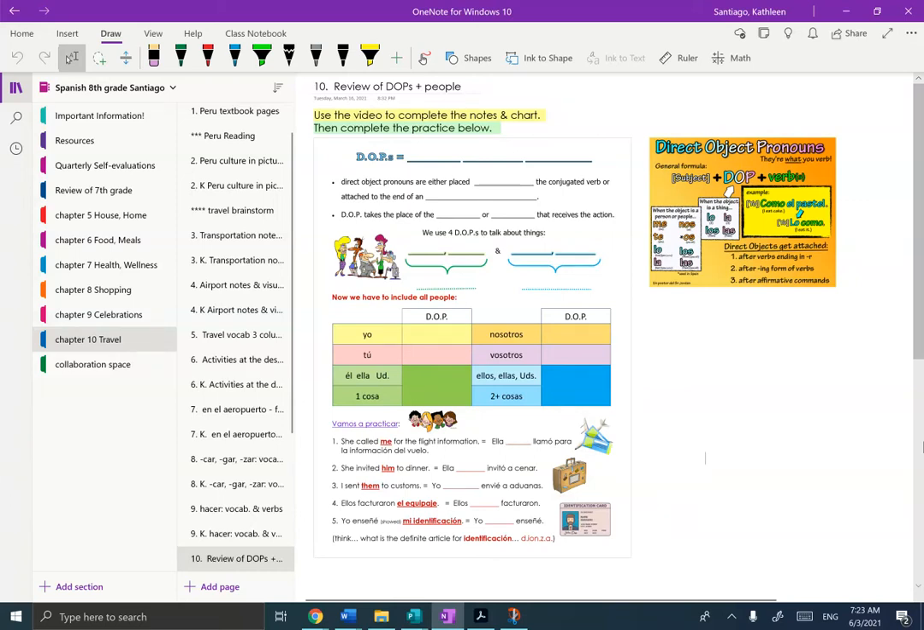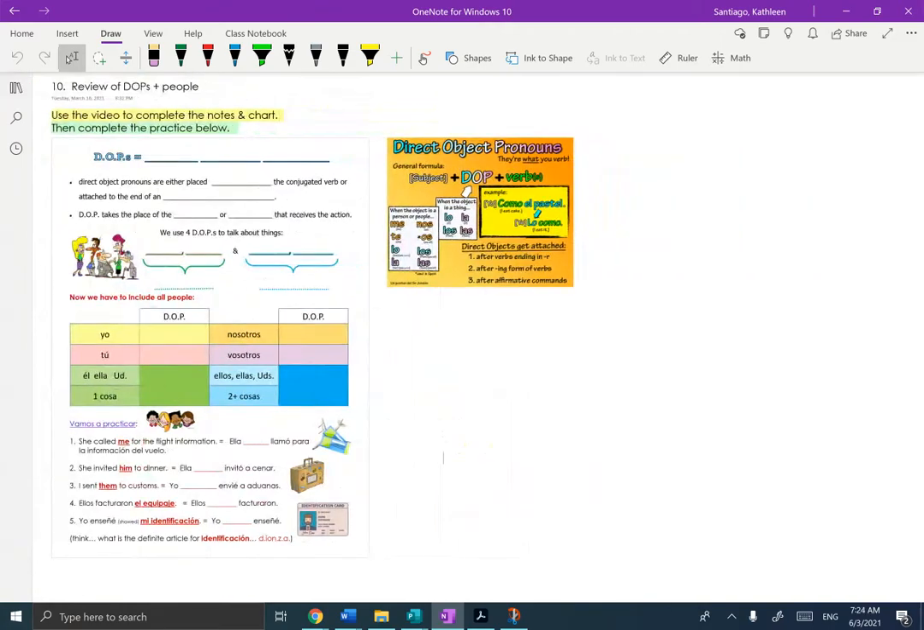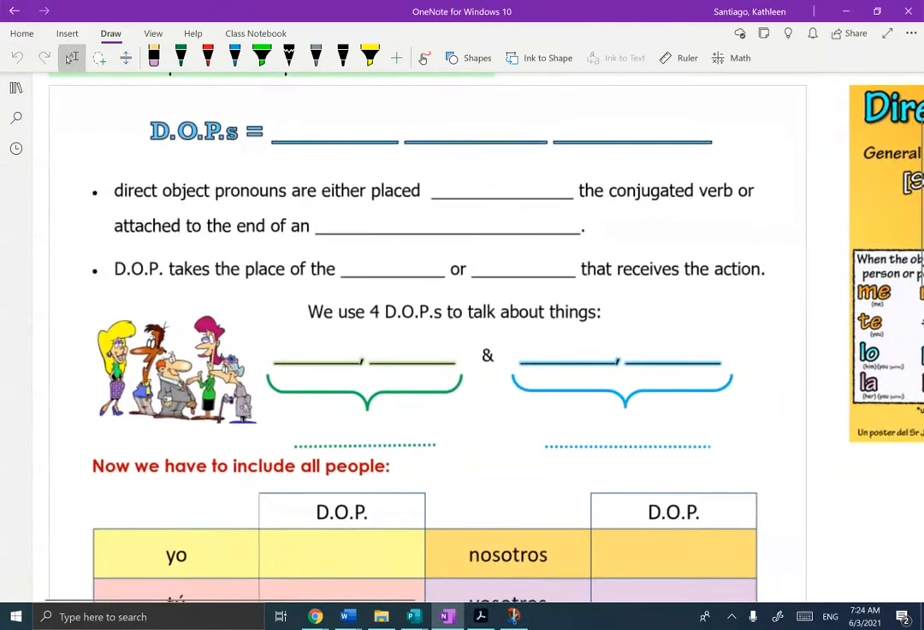Hola, estudiantes. It's Mrs. Santiago here, and today we're going to take the notes for the review of DOPs, or direct object pronouns. I'm in your OneNote, Chapter 10, and the page is called Review of DOPs and People. I'm going to eliminate the table of contents and make the notes page larger. Let's start right out with taking the notes.